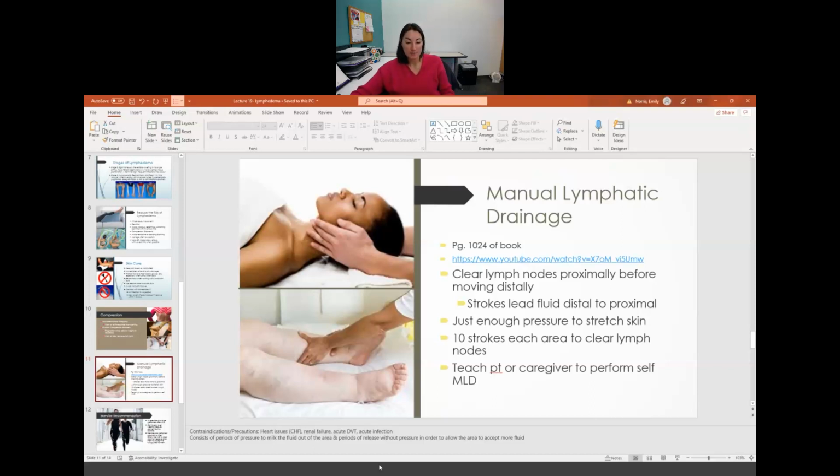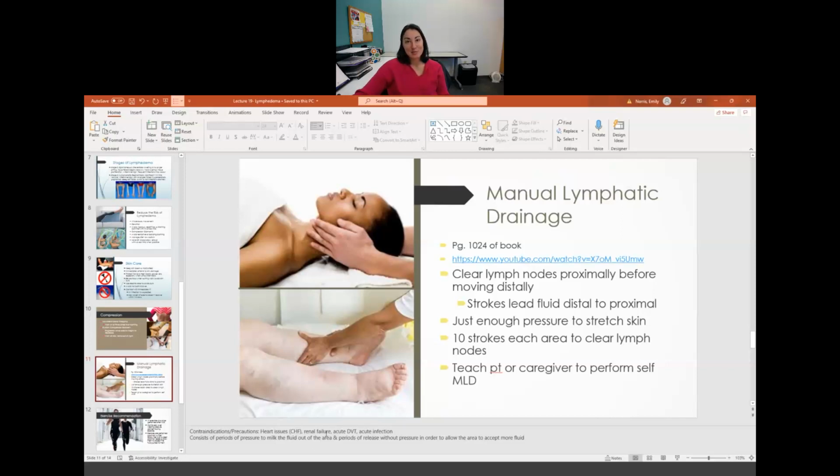Some of the contraindications: you would not want to do manual lymphatic drainage with someone who has congestive heart failure. Their heart is already backed up with too much fluid, so you don't want to push any more fluid back to their heart. It will make that worse. If they have kidney failure, same thing. You don't want to give their kidneys more fluids to deal with. It will make the kidney failure worse.